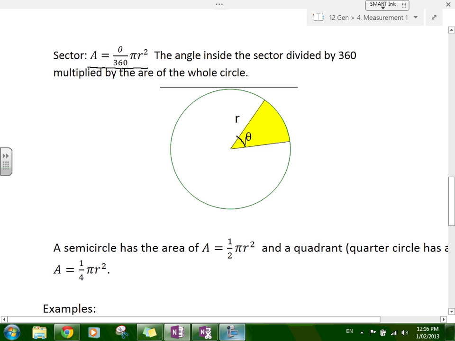You can put 90 over 360, and that simplifies to 1/4. But the easy way to say it is: a semicircle is just half the area of a circle, and a quadrant is a quarter of the area. That's the way we think about it. So I'm just going to do a couple of examples.